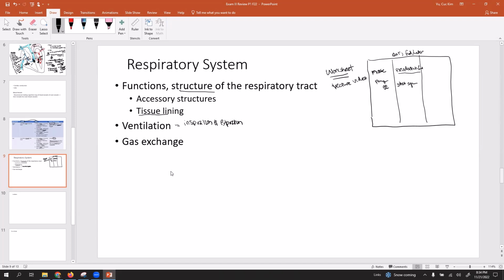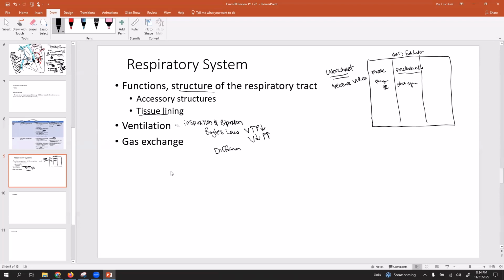So in ventilation, there are two main things you have to know. What are the two main key things in ventilation that you need to know? You need to know Boyle's law. What's Boyle's law? When the volume of a space expands, the pressure decreases. Perfect. Volume increases, pressure decreases, and vice versa. Volume decreases, that causes pressure to increase.